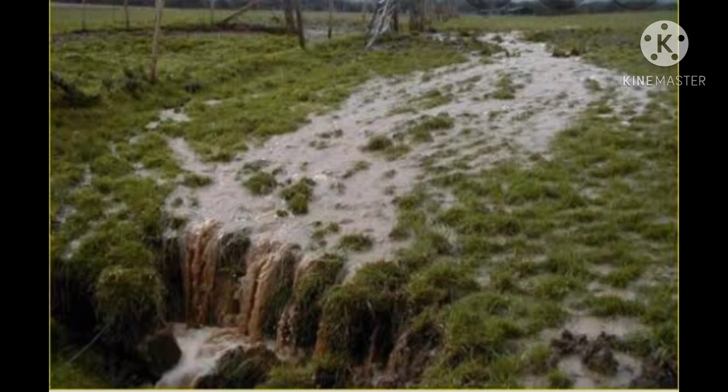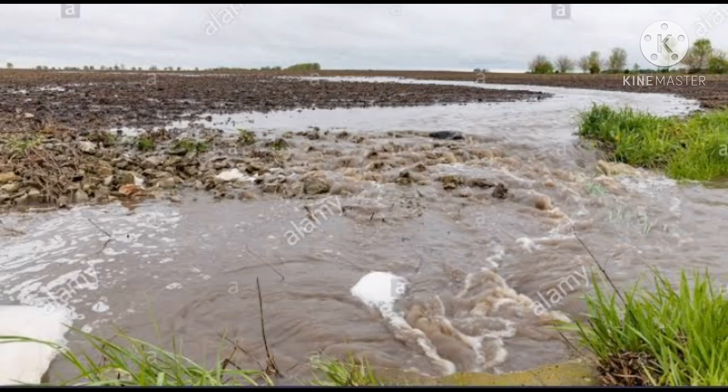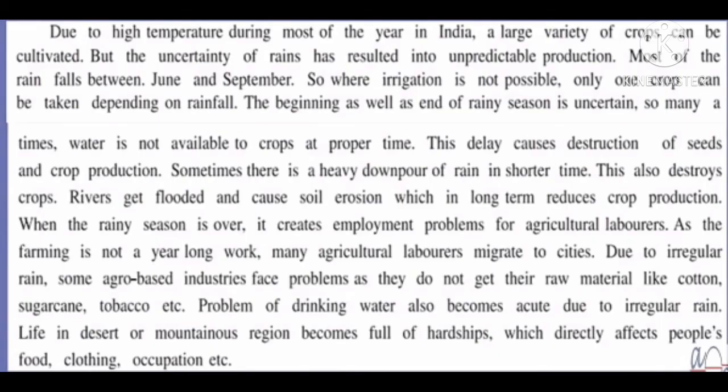When the rainy season is over, it creates employment problems for agricultural laborers, as farming is not year-long work. Many agricultural laborers migrate to cities. Due to irregular rain, some agro-based industries face problems as they do not get their raw material like cotton, sugarcane, tobacco, etc. The problem of drinking water also becomes acute due to irregular rain. Life in desert or mountainous region becomes full of hardships, which directly affects people's food, clothing, occupation, etc.